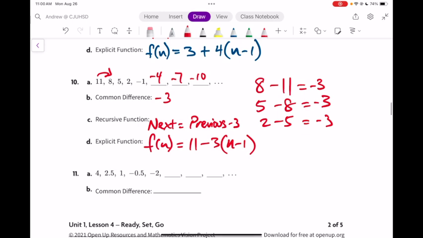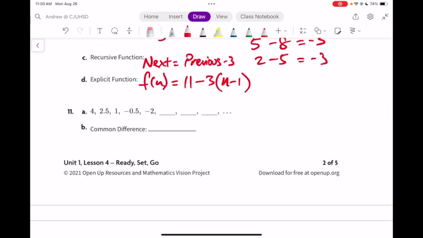11 has a little challenge to it. It has a decimal, but no problem. Just do 2.5 minus 4. You get negative 1.5. So we're going down. This will be negative 3.5, negative 5, negative 6.5. The common difference, negative 1.5.